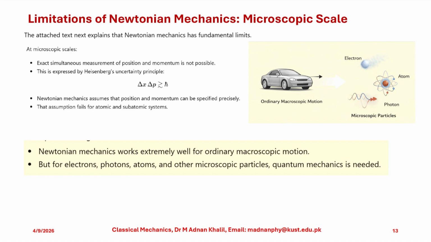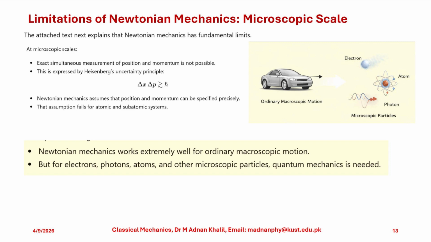Up to this point we have used Newtonian mechanics confidently. Now we ask, does it work everywhere? The answer is no. At microscopic scales such as electrons, photons and atoms, exact simultaneous measurement of position and momentum is not possible. Now this idea is expressed by the Heisenberg uncertainty principle, where this delta x is uncertainty in position and delta p is uncertainty in momentum. The symbol h cut is the reduced Planck's constant.